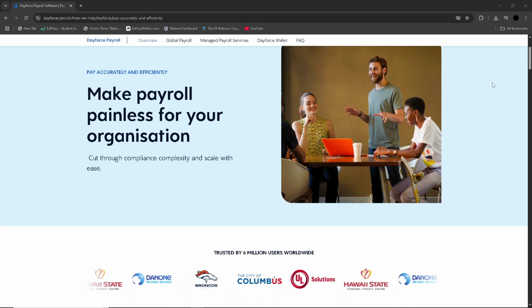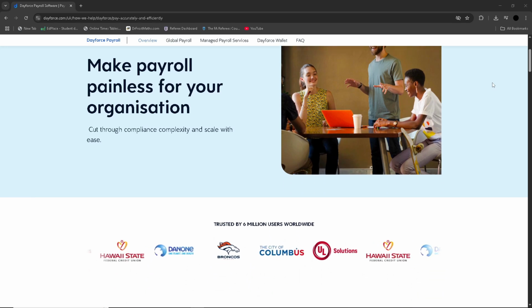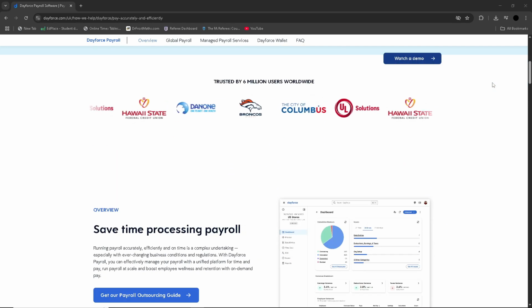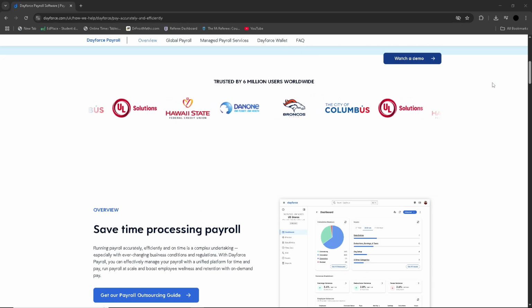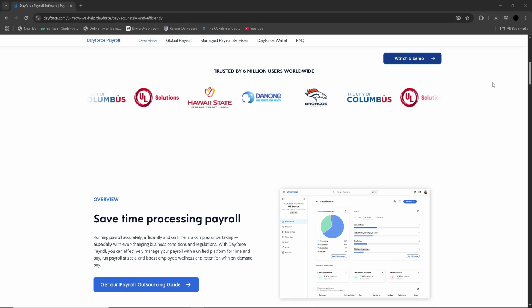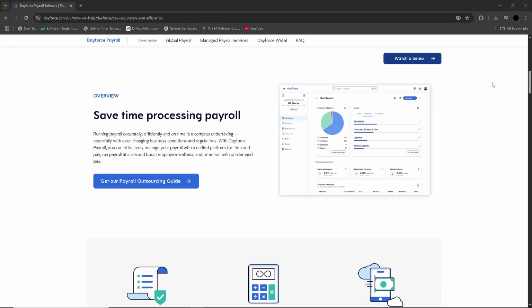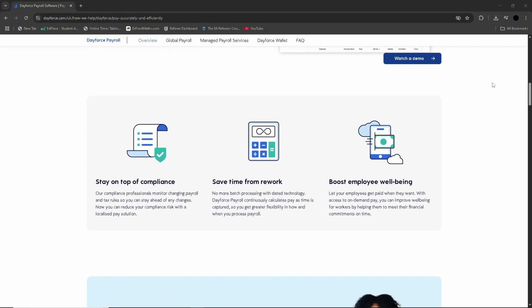However, Dayforce positions itself around value, emphasizing the return on investment from streamlined operations, reducing errors, saving time, and unified reporting. For mid-sized to large enterprises, the cost can often be justified, but for smaller businesses with limited needs, there are better alternatives in the market.